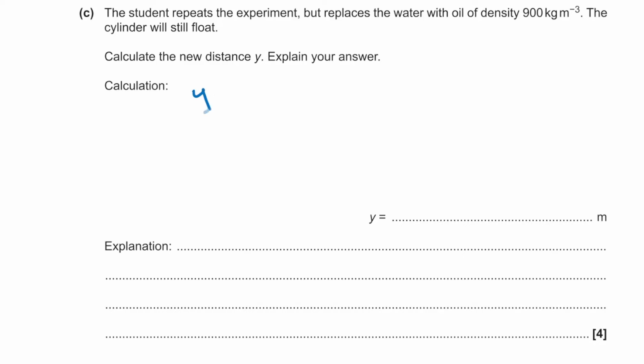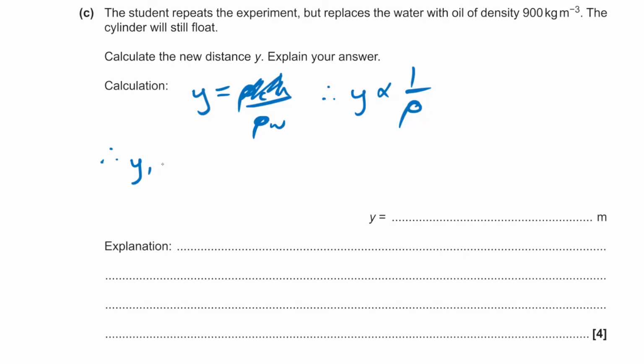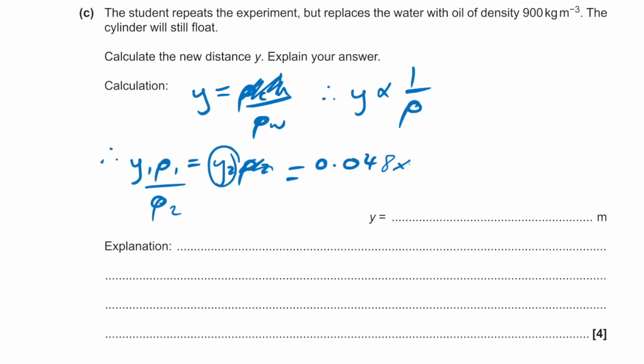Well, we just found this out basically, didn't we? We had y is equal to rho c times h divided by rho of water or liquid, whatever. These two are staying the same because it's the same cylinder and the same height as well. Therefore, we can see that y is inversely proportional to the density of the liquid. I'm just going to call that rho. Therefore, we can say that y1 rho 1 is equal to y2 rho 2. We're looking for y2, so let's put rho 2 underneath there. So that's our 0.048 meters times our initial density, which was 1,000, divided by 900.